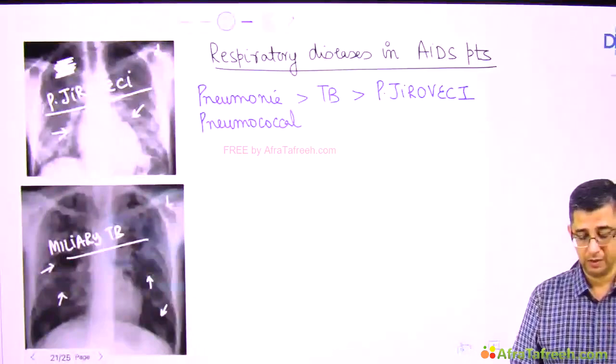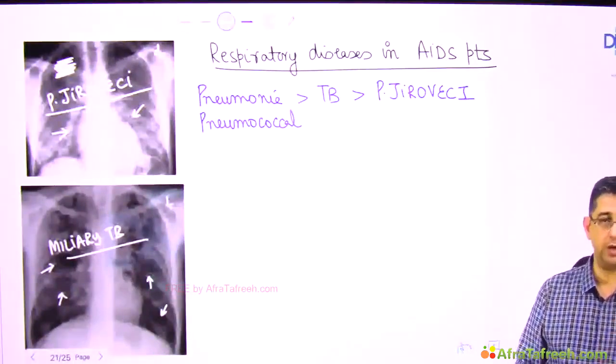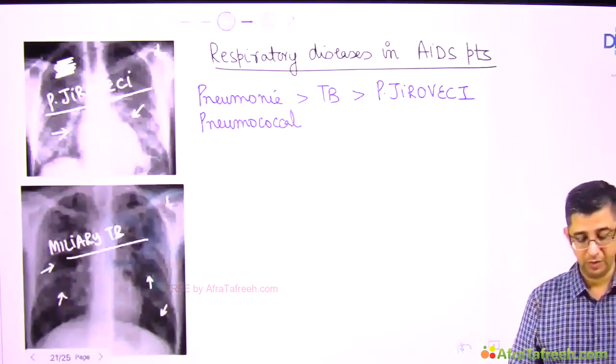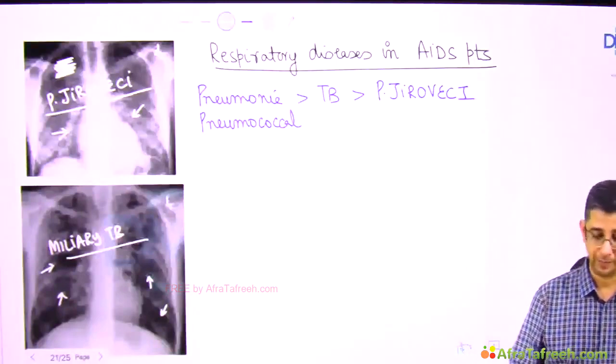First of all, incidence-wise data, pneumococcal pneumonia is more common as compared to Pneumocystis jirovecii. Only bilateral perihilar infiltrates, then it is Pneumocystis jirovecii. If it is a hazy appearance, then you should think in terms of the possibility of tuberculosis in a patient.